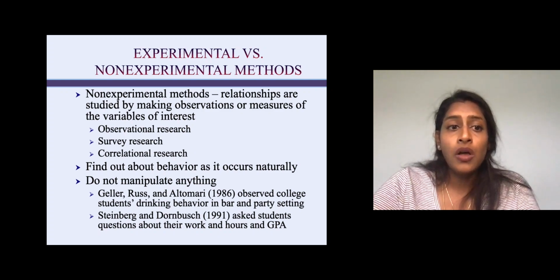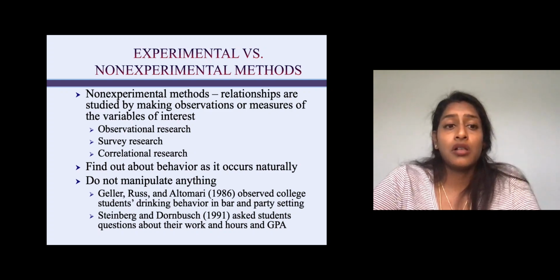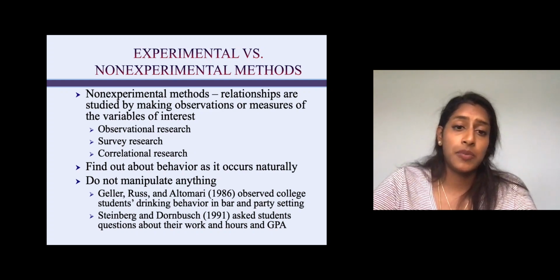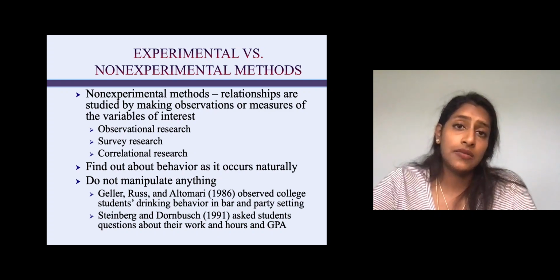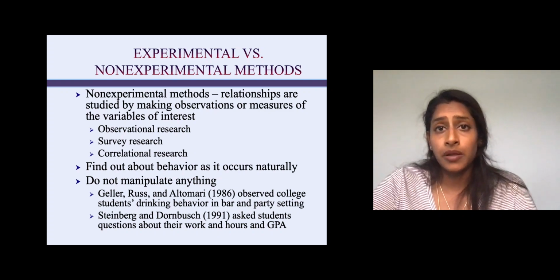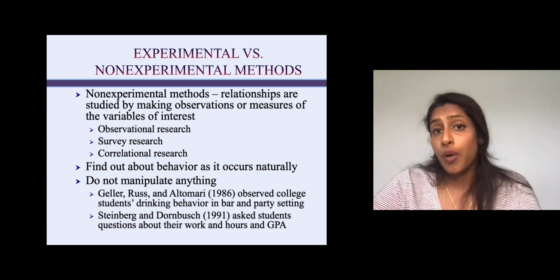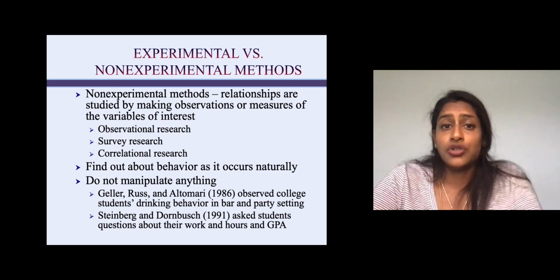For example, Geller, Russ, and Altamari wanted to take a look at college students' drinking behavior, and they wanted to see if it varied based on being at a party or a bar. They didn't randomly assign individuals to condition. They didn't manipulate what condition they were in. They simply went to these parties or bars and just observed naturally how college students drank.